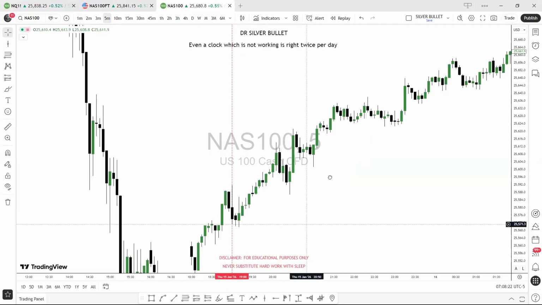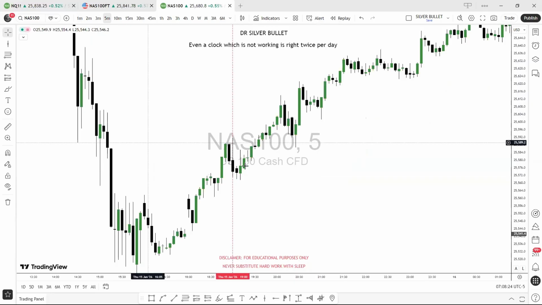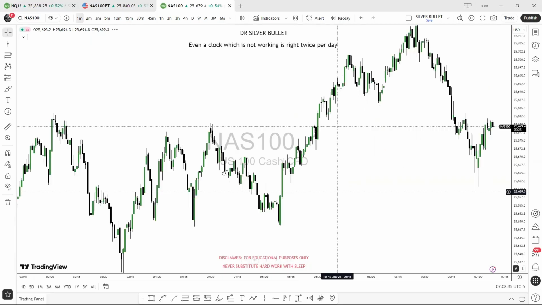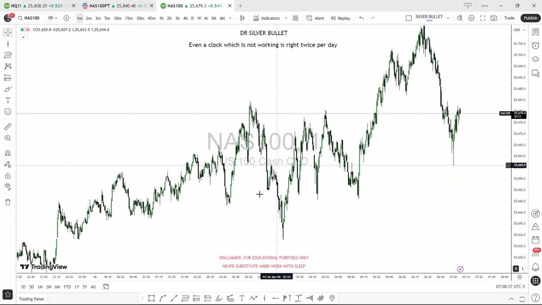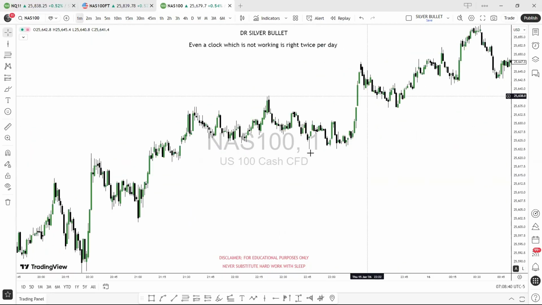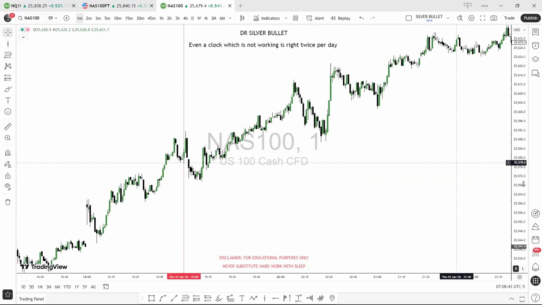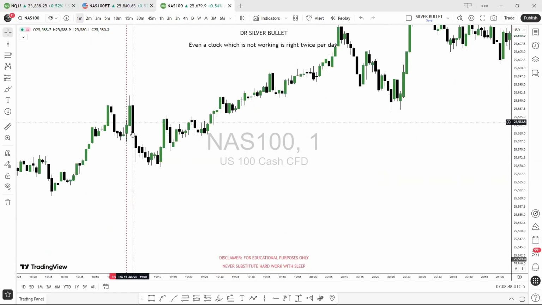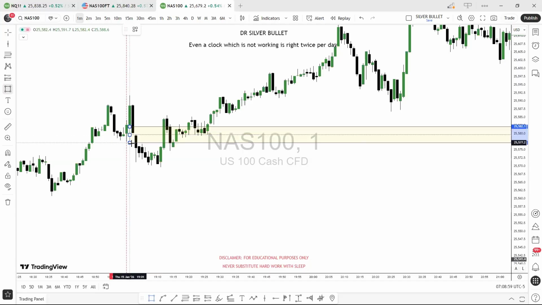So where is our first presented probability? This will be 5 minutes, okay? So let me go to 1 minute. Let me see where is my first presented probability, the thing that you can use to take your entry. So this will be your first presented probability again, on the 1 minute. This one that you can use to take your entry.